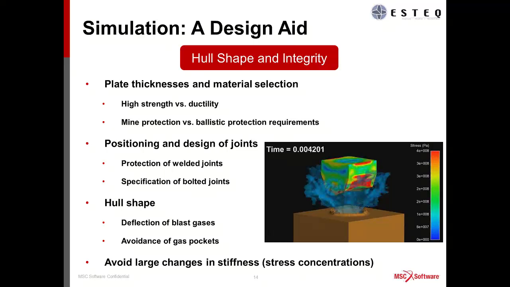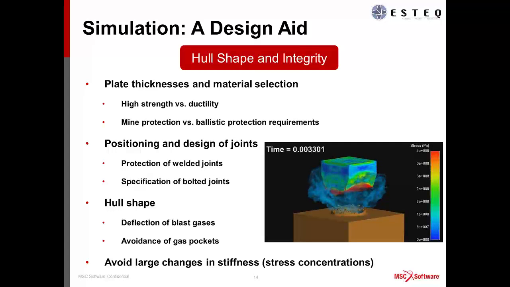Third point on that list is obviously the hull shape. You'll notice that many mine-protected vehicles have V-shaped hulls, and that is for good reason. Deflection of blast gases is a very efficient method to reduce the load on the hull, and that is something you routinely look to do in your design process.